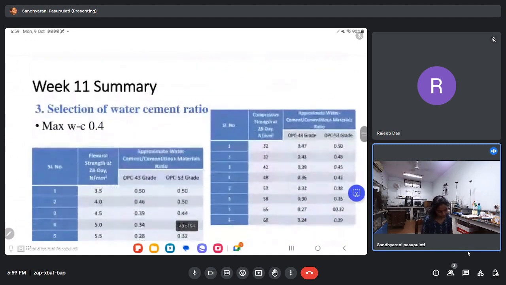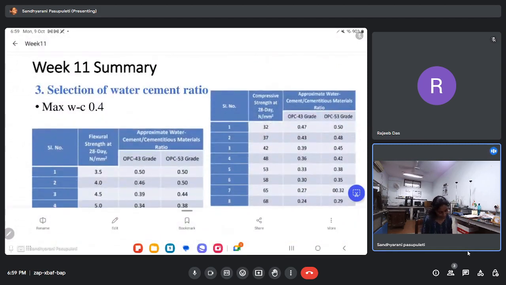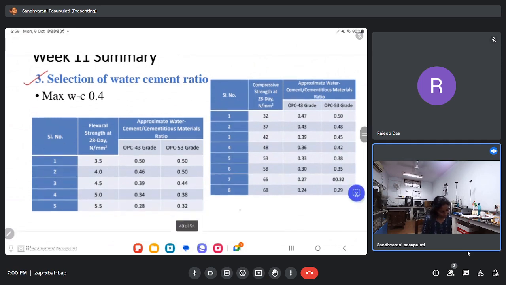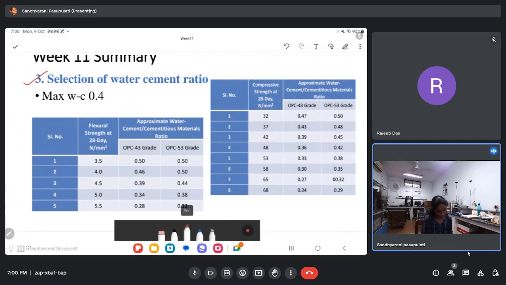So if we proceed further, as we have already determined the target strength, we need to select the water to cement ratio. This is actually the main parameter in the mix design. So how do we select the water to cement ratio? Let us say I am designing for flexural strength and my flexural strength is 4 Newton per mm square, and I choose OPC 43. Then 0.46 would be my water to cement ratio. This is a direct value.